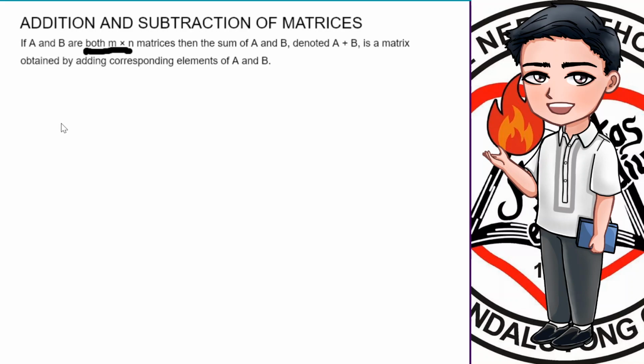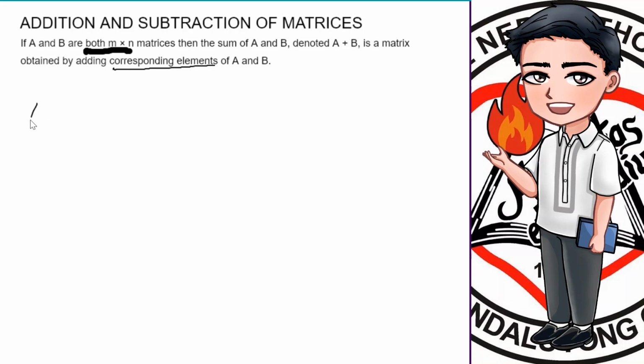Then the second thing that you need to remember is corresponding elements. When we talk about corresponding, they are the same position in matrix A and in matrix B. Now, for us to really understand this definition, let's have an example.